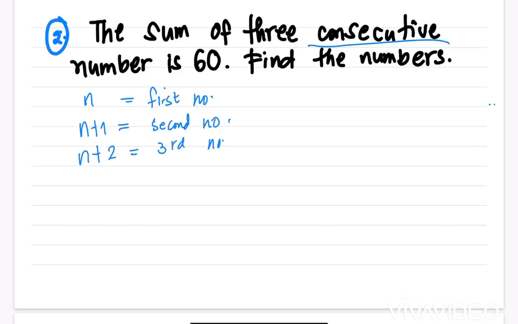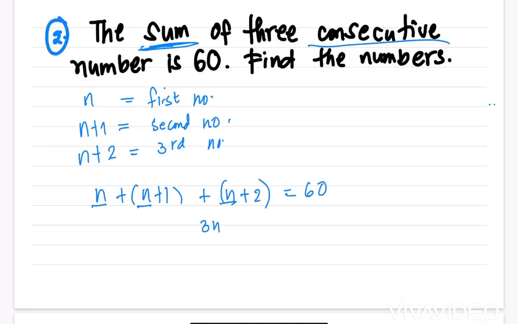Now, we are asked about the sum of those numbers, which is 60. So what we're going to do is add those 3 numbers together. So we will have n plus n plus 1 plus n plus 2. The sum is equal to 60. So this time, we can combine similar terms. We can combine n plus n plus n, that is equal to 3n. And then we will combine the constants, which are 1 and 2. So that is now equal to plus 3. That is equal to 60.